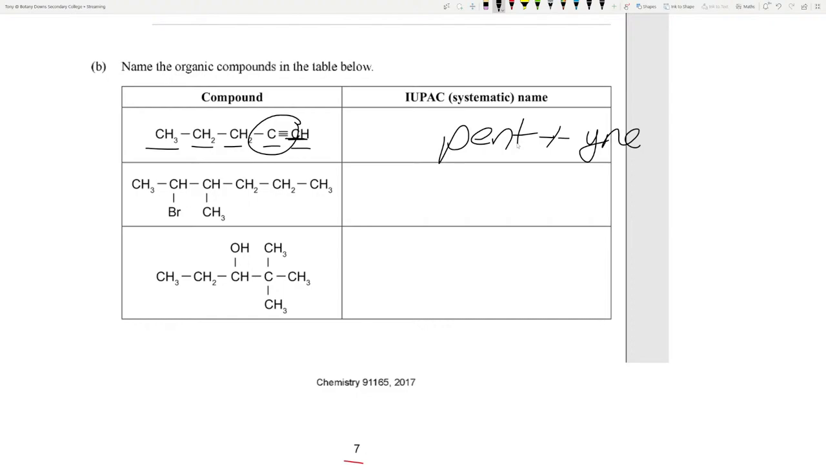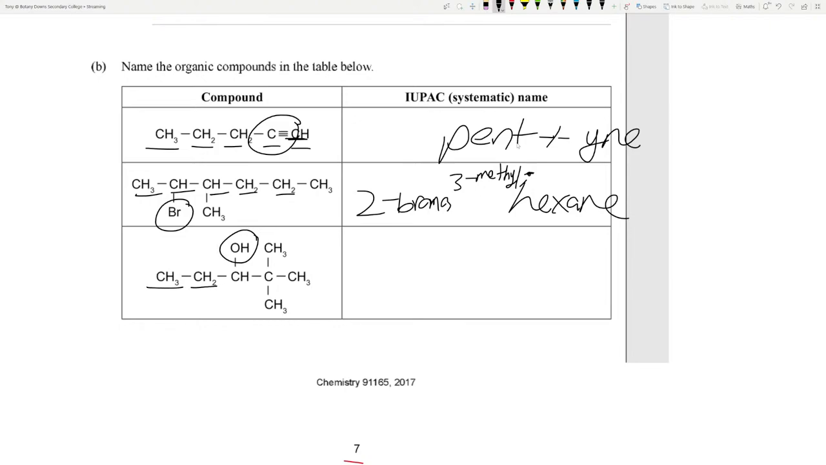this is bromo. 1, 2, 3, 4, 5, 6. So this is hexane. So this is 2-bromo-3-methylhexane. All right, 2-bromo-3-methylhexane.